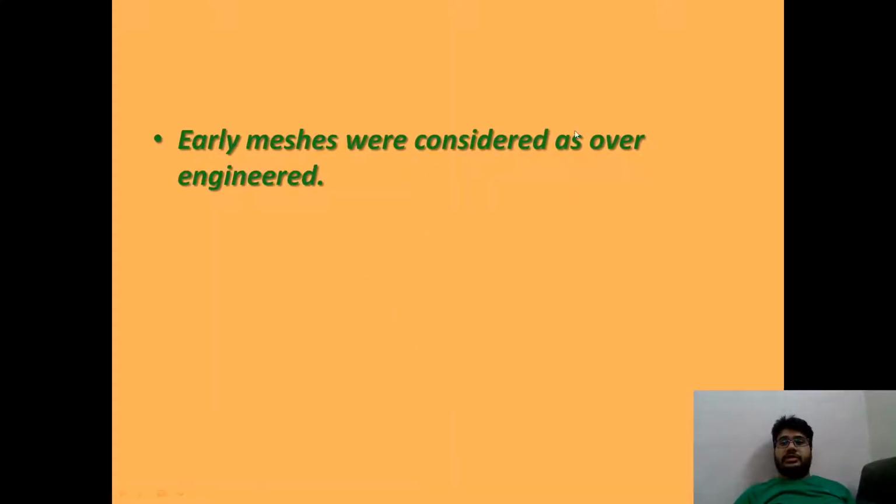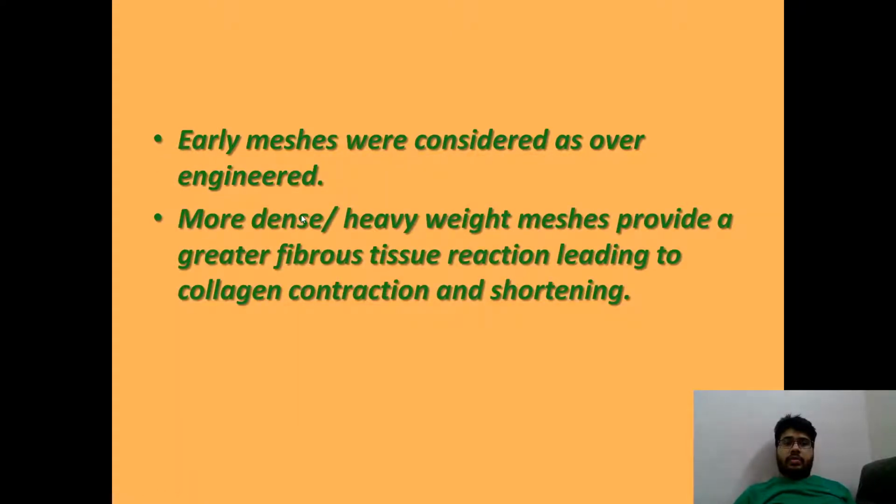Early meshes were considered over-engineered because they were heavy-weight. More dense or heavy-weight meshes provide a greater fibrous tissue reaction, leading to collagen contraction and shortening.